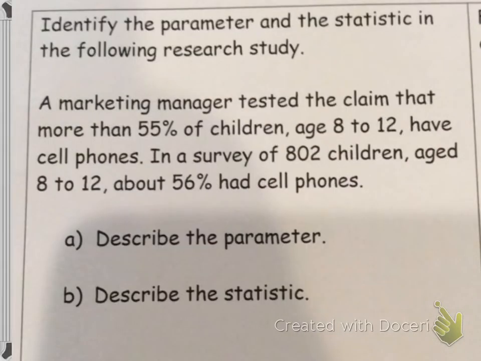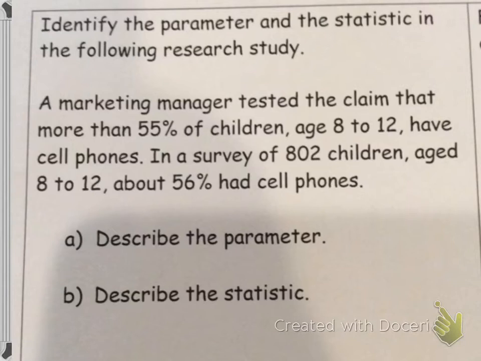All right, so here's an example. It says, identify the parameter and the statistic in the following research study. A marketing manager tested the claim that more than 55% of children aged 8 to 12 have cell phones. In a survey of 802 children aged 8 to 12, about 56% had cell phones. So it says, describe the parameter and describe the statistic.